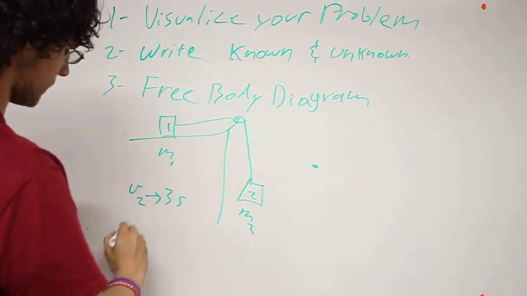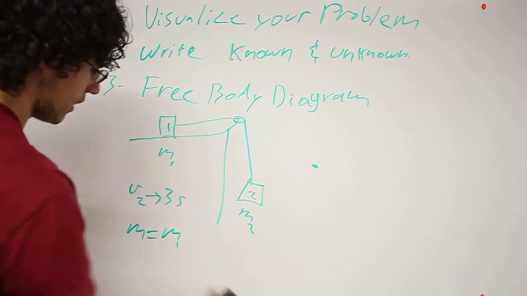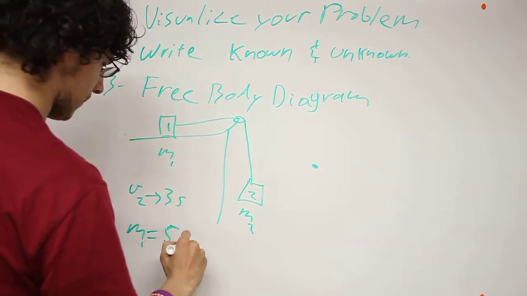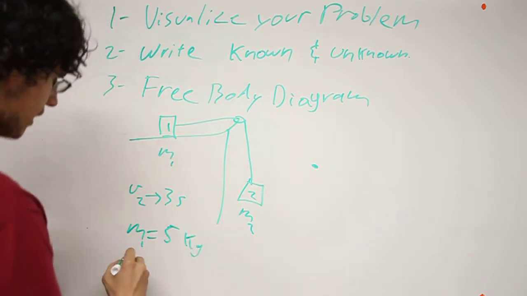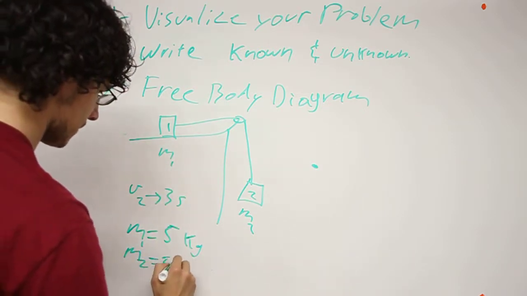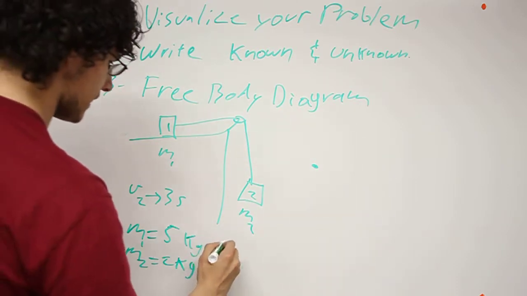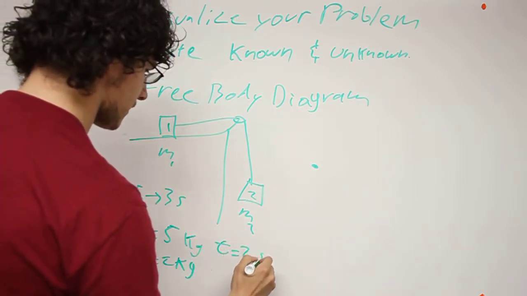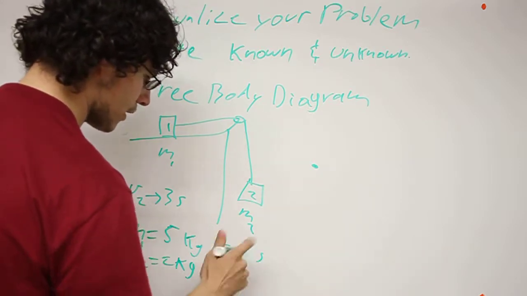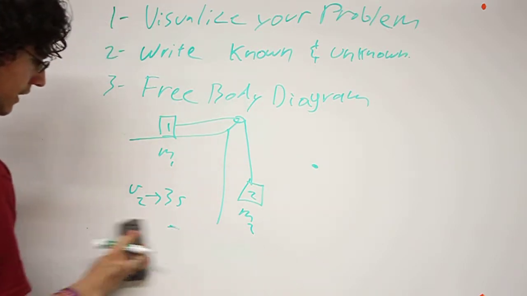So you know that your mass m1, say they give you 5 kilograms, so you go ahead and write 5 kilograms. Then your m2 could be 2 kilograms, right? And then again they say time equals 2 seconds, or 3 seconds, sorry. 3 seconds. You write these at the top of your sheet of paper, and then it's time for your free body diagrams.